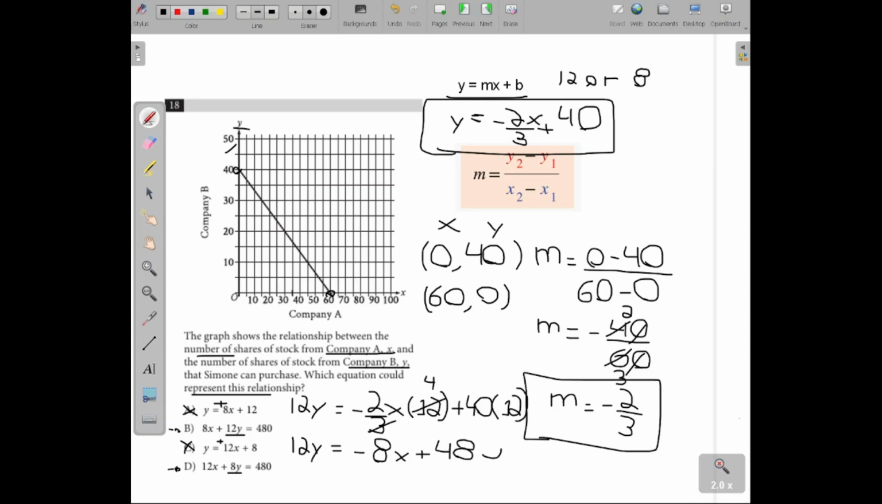And now we can see that these two equations are the same. Well, basically the same. There's the difference of the sign, that the negative 8x is going to be positive, and we'll have the same equation. So this equation that we found represents the relationship between those two companies. Answer is B.